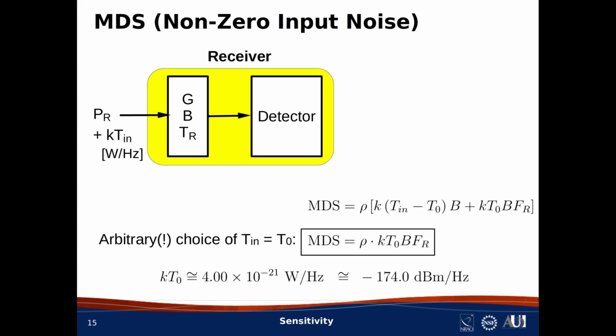The problem occurs when folks treat this number, minus 174 dBm per hertz, like a physical constant. It is not. It is merely an arbitrary but widely used reference value. In particular, nothing special happens at minus 174 dBm per hertz. It's just Boltzmann's constant times an arbitrary value, and the arbitrary value is 290K, and that's it. So, something to keep in mind.